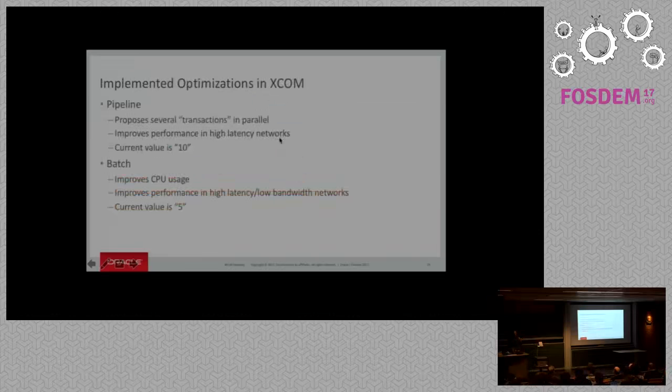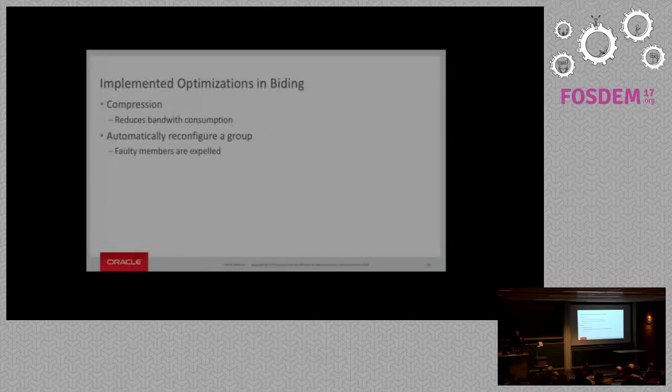A few optimizations. Of course, you don't need to commit transactions sequentially. You have pipeline, you can commit several transactions, or you can run the agreement protocol, the consensus protocol, in parallel. You have batching. This is not really exposed to the end user right now. We have plans to do that. You have compression.